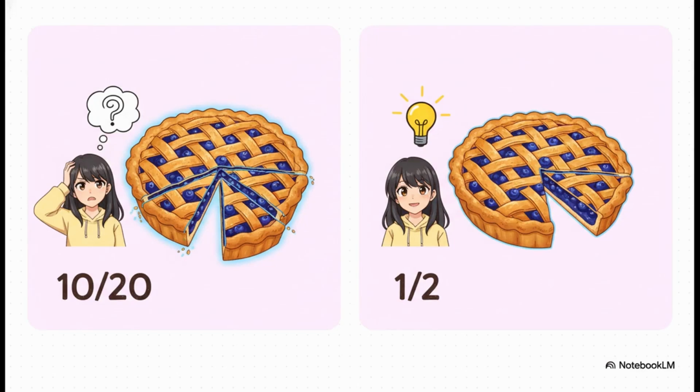And here's why we bother. Look at these two circles. The one on the left shows 10 shaded slices out of 20. The one on the right shows 1 shaded slice out of 2. They're literally the same amount of pie, right? But which one is easier to understand in a split second? 1/2, of course. Simplifying is all about making things clear.